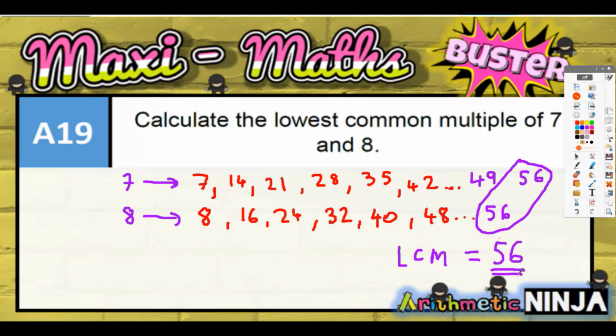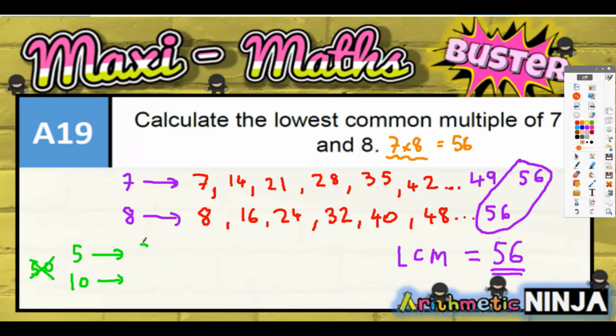Now, if you're thinking, well, this is nice and easy, all I had to do is times the 7 by the 8 to get 56, that does work for this one, but it doesn't work all the time. So 7 times 8 is 56. I'll give you a couple of examples of why that doesn't always work, just timesing the two numbers together. So 5 and 10. The lowest common multiple of 5 and 10 isn't 50. If you times them together, you get 50, but it's not 50.